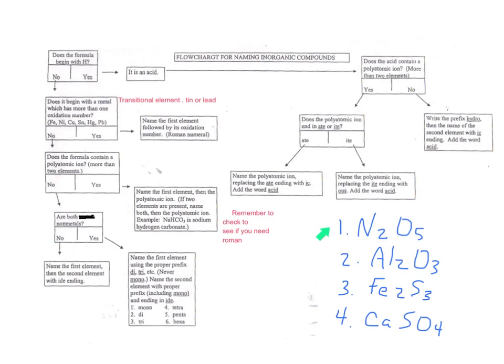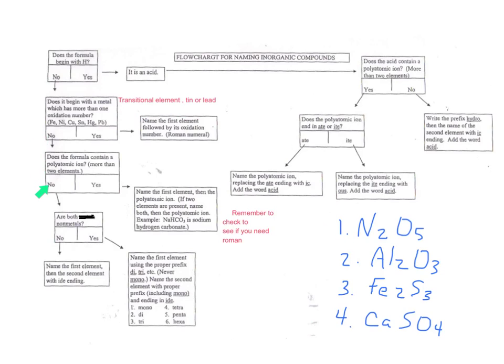Now we're going to look at number 1. And as we look at number 1, I'm going to go through a series of questions for us to answer yes or no. So we're looking at number 1, N2O5. Does the formula begin with H? Well, the answer is no. So we follow down. Does it begin with a metal which has more than one oxidation number? In other words, a transition element, or the element tin or lead. This is nitrogen, so the answer to that's no.